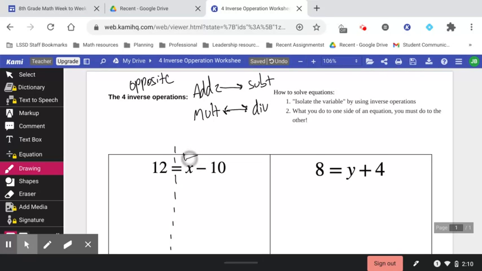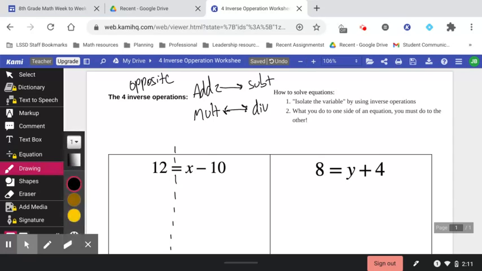Now, looking here, this is a subtraction problem. We are subtracting from the variable. The opposite of that is addition. So let's go ahead and use addition. Now, at this point, though, I need to make sure to be careful because whatever I do to one side of an equation, I have to do the other. You have to do that because you have to keep both sides of the equation the same.